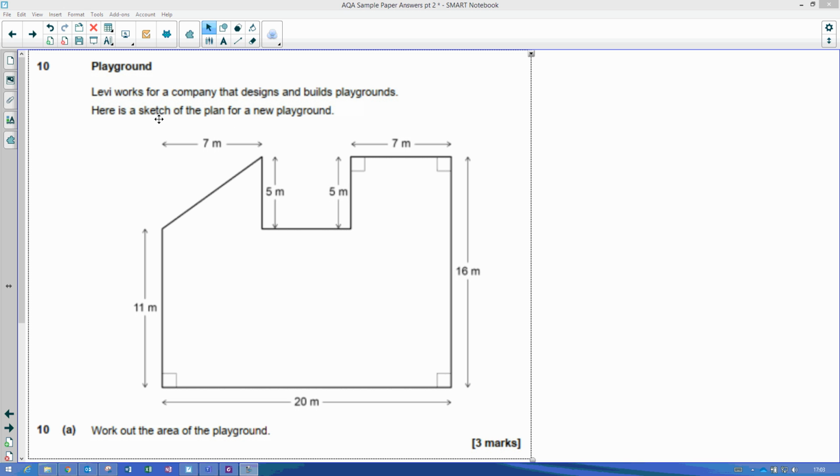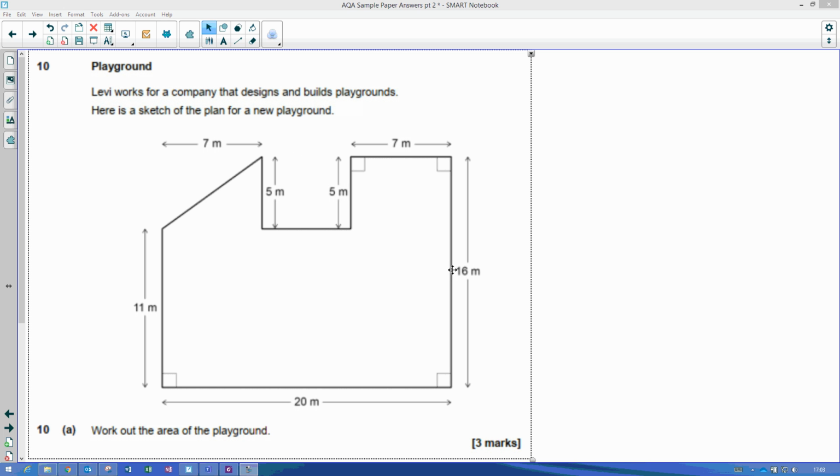This word sketch means it hasn't been drawn accurately. A sketch is a rough picture. So we can't trust this to be accurate. We can't use measuring to get our answer. Work out the area of the playground. That's what we're being asked to do.